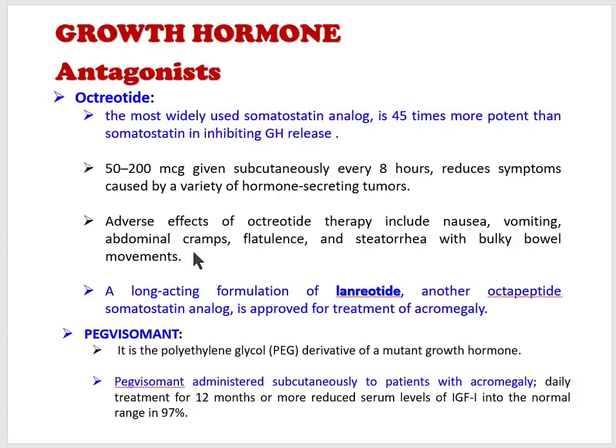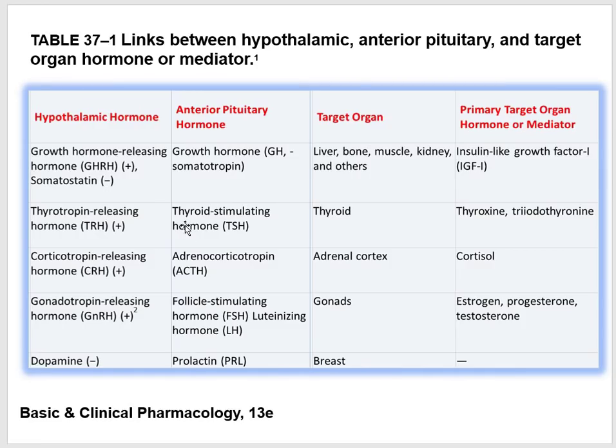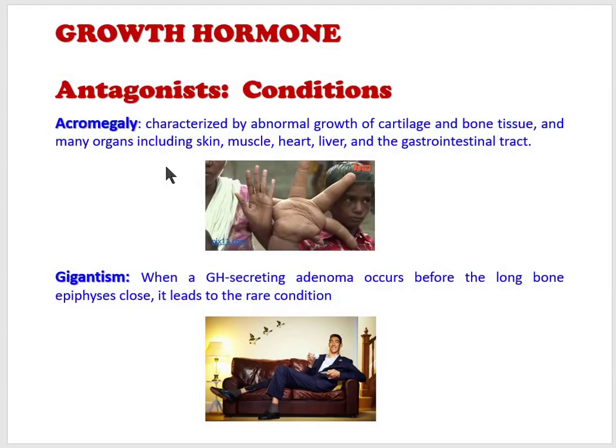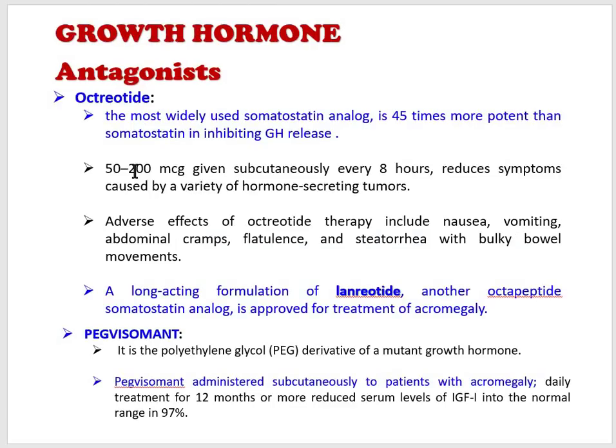So let's say you have a case with a diagnosis of growth hormone excess along with acromegaly. What could be the ideal treatment in this situation? We can use octreotide, which will produce its effect because it inhibits growth hormone release.